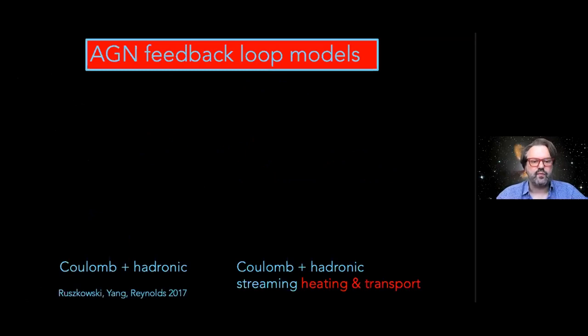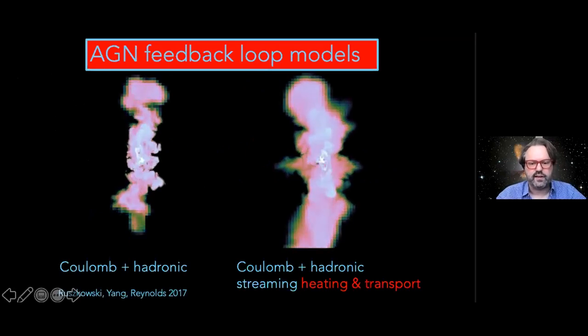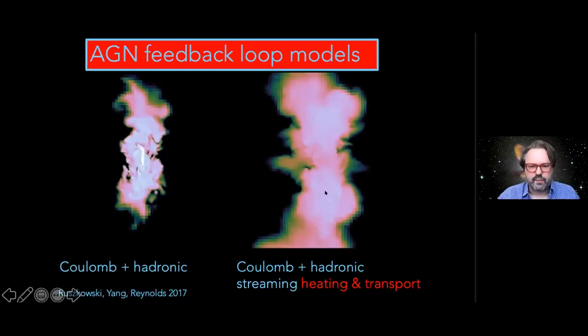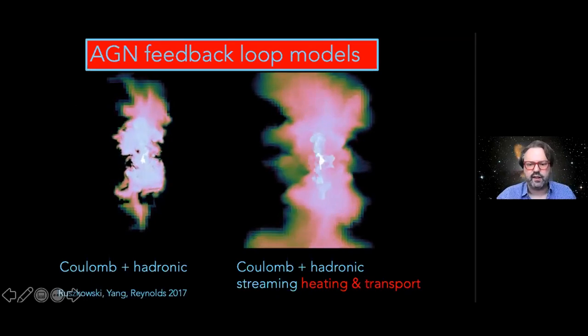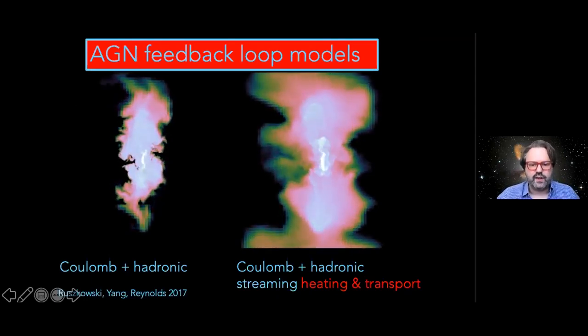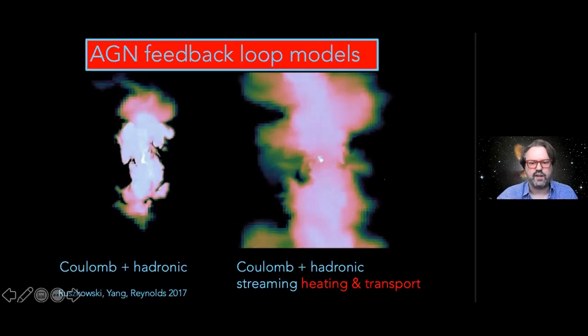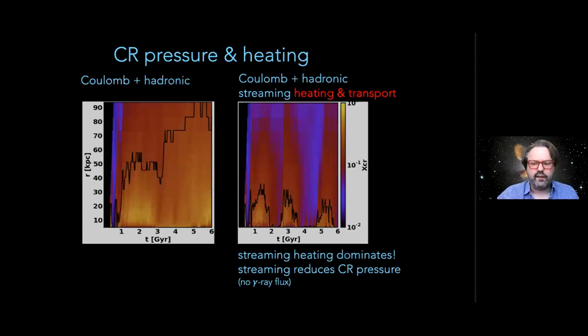So what do we get here? If you run this in two different settings, one with just hadronic heating and Coulomb heating, and the second case with streaming, you will notice that not only is the source more intermittent, but also the heating is spread and utilized very efficiently. And this has significant implications for whether you can actually support these atmospheres against catastrophic cooling.